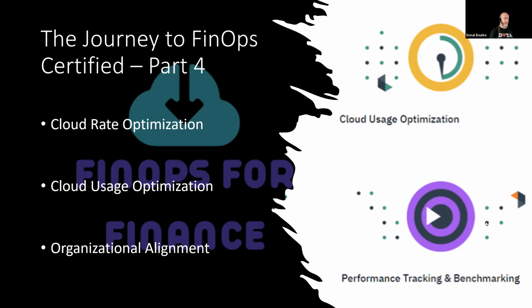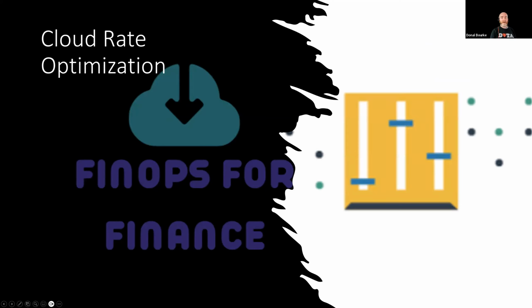So first up, we have cloud rate optimization. If you think about it in its simplest terms, anything you buy is a function of the price you pay and the amount you pay for it. So cloud rate optimization is making sure you pay the best price possible for all the units of cloud that you use.